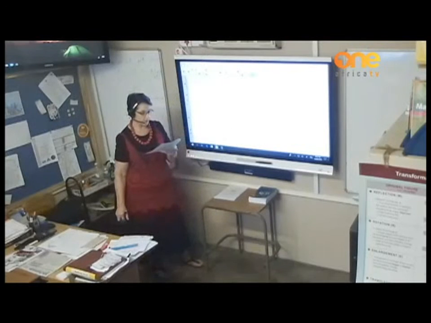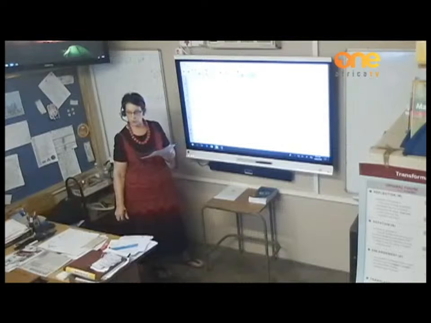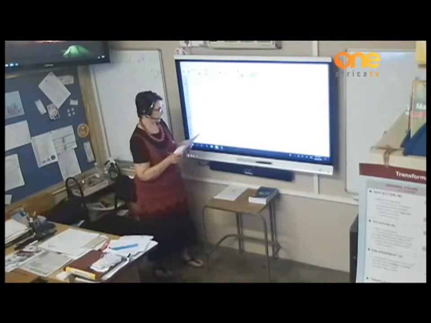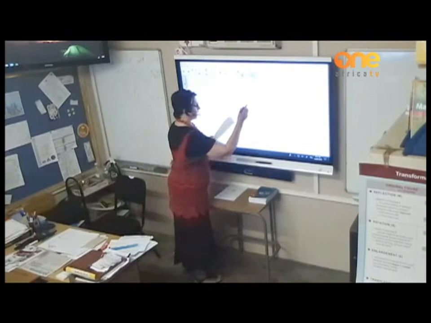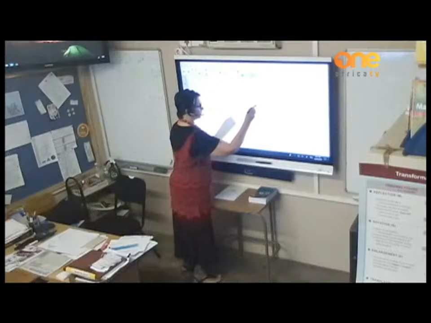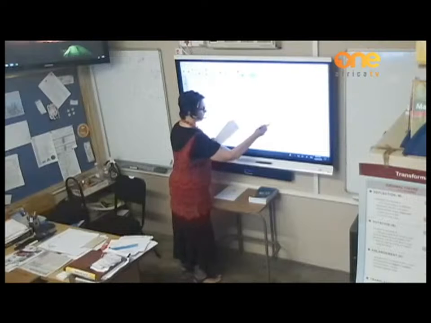And then when 2 darts are thrown, the sum of the 2 scores is calculated. List all the possible ways of scoring a 21. So how can you score a 21? 11 and 10, and then also 10 and 11, 9 and 12, 12 and 9.